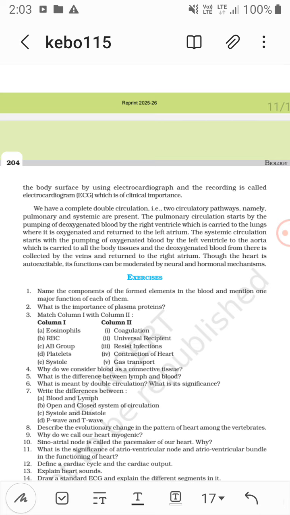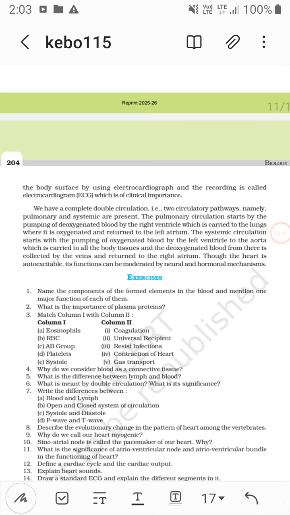The systemic circulation starts with the pumping of the oxygenated blood by the left ventricle to the aorta, which is carried to all the body tissues, and the deoxygenated blood from there is collected by the veins and returned to the right atrium.